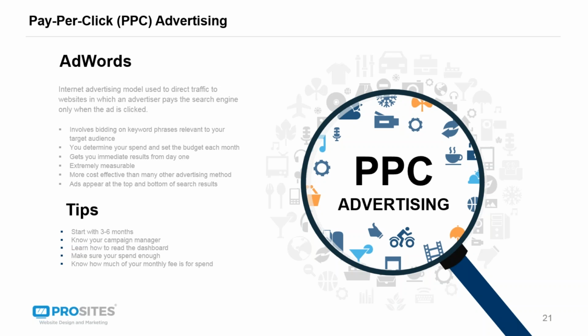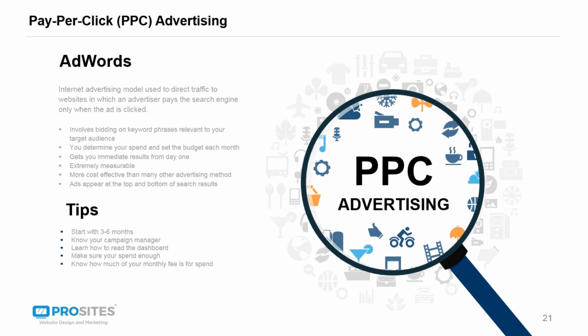Some quick tips in terms of spending money on search engine and on pay-per-click advertising. You really want to start small. If someone says that you have to sign up for a 2-year contract, you probably don't want to go with them. Make sure you know who your campaign manager is, because more and more companies now are doing automated pay-per-click advertising management, and you want to actually have a campaign manager.